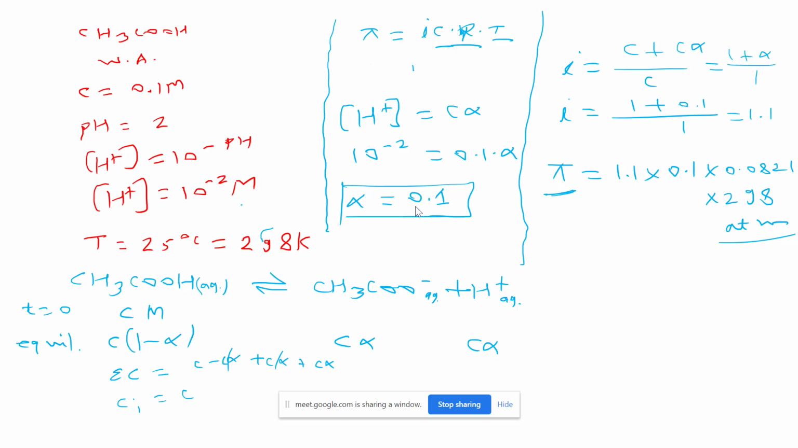So now we are getting the pi here in atmospheric unit. Even you can convert to any other units like bar, and you can find it in bar directly by taking R as 0.0831. Okay, so this is the way to calculate this kind of problems. Got it? Yes, sir.